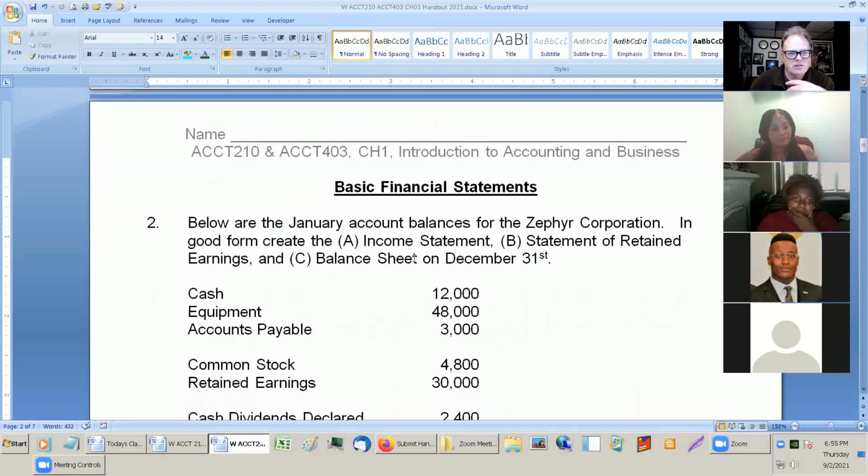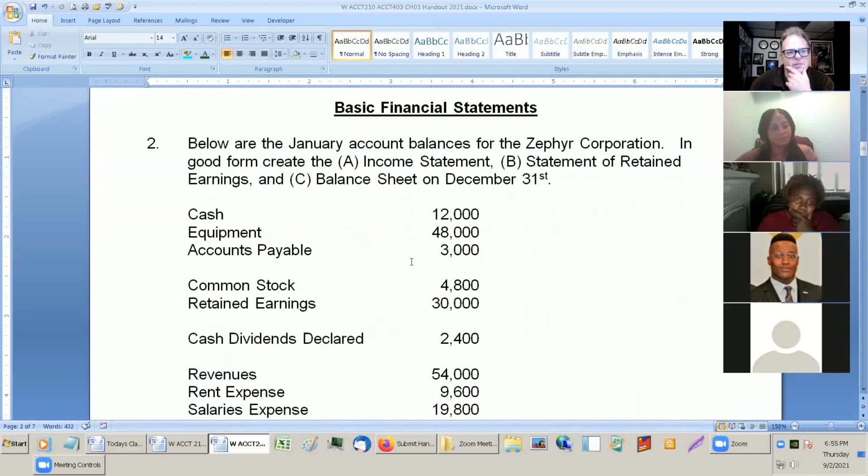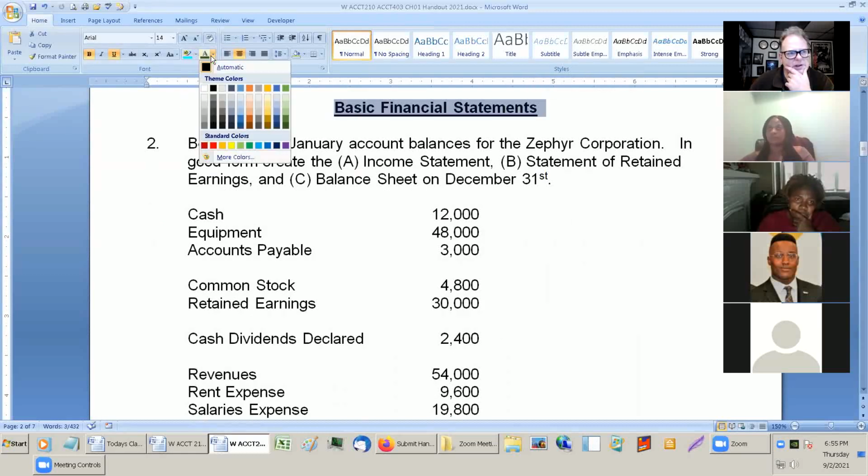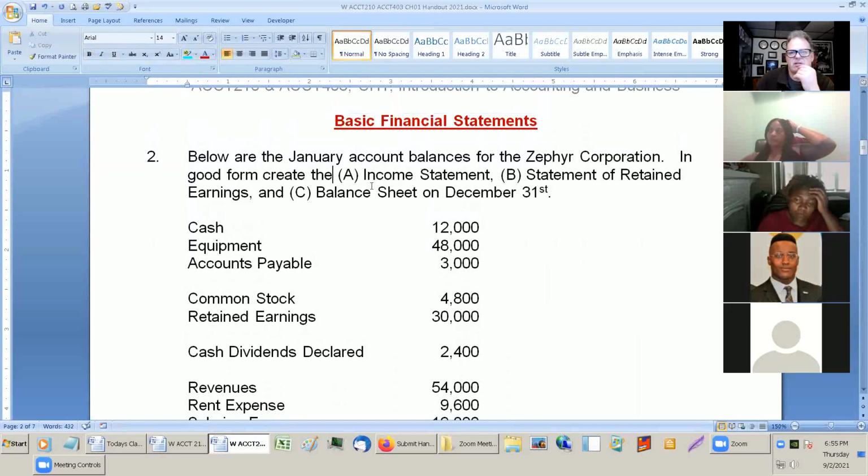Okay, so I think we'll take a break. And when we come back, we will start in on this one, the basic financial statements on page 2.